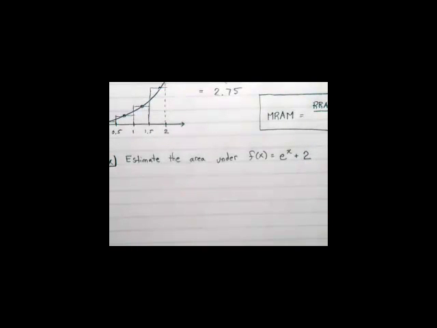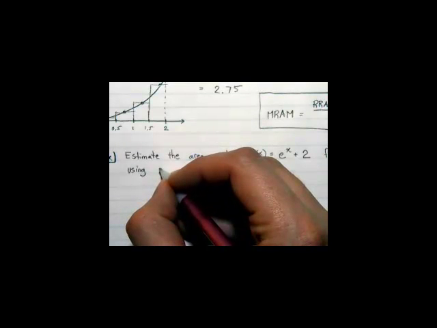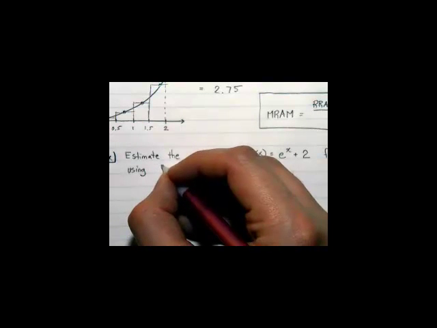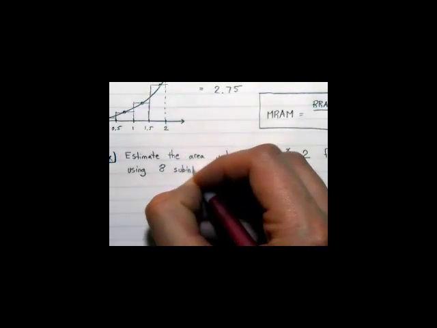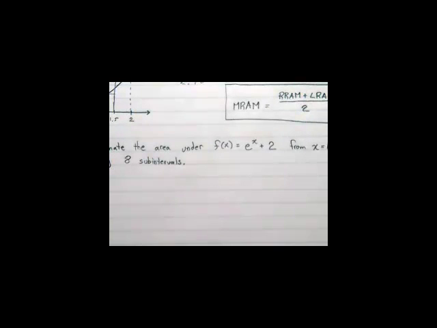Area under the curve, f of x equals e to the x plus 2 from x equals 1 to x equals 3. All right, so estimate the area under the curve f of x equals e to the x plus 2 from x equals 1 to x equals 3 using 8 subintervals.